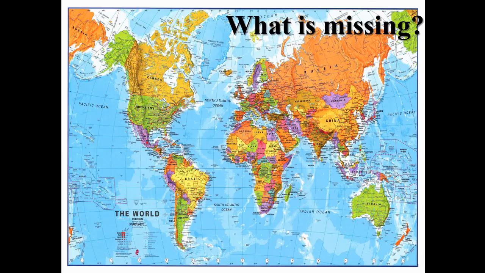What is missing from this map? And I believe it's the compass rose. I'm looking myself. I don't see a compass rose. I do see a title, a scale, and a legend, but I do not see a compass rose. Maybe I'm just missing it.